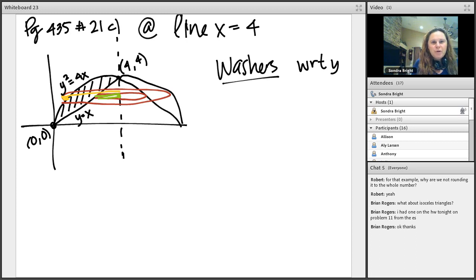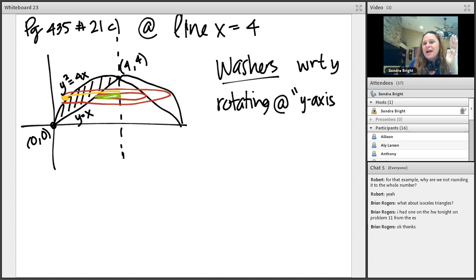Okay, so even though it's not the y-axis, you're rotating around the line x equals 4, which is parallel to the y-axis. So you're rotating around something like the y-axis, which is why you're going to do it with respect to y. Your big R is going to be this yellow one I drew, from x is 4 until, I better solve for x.